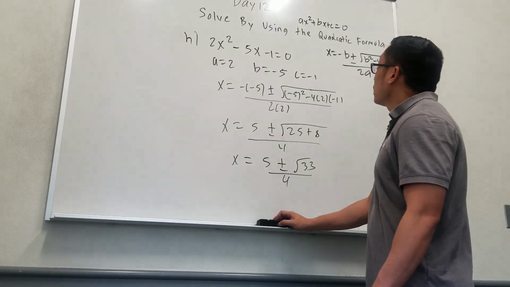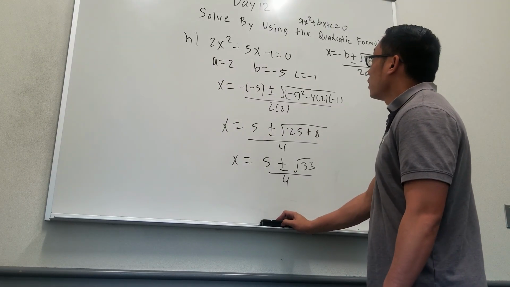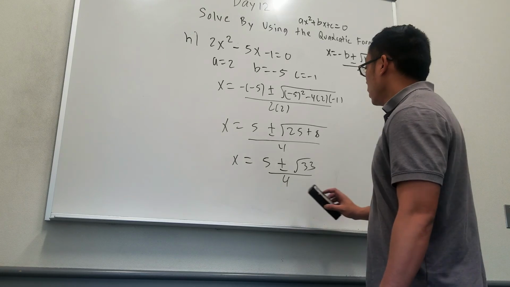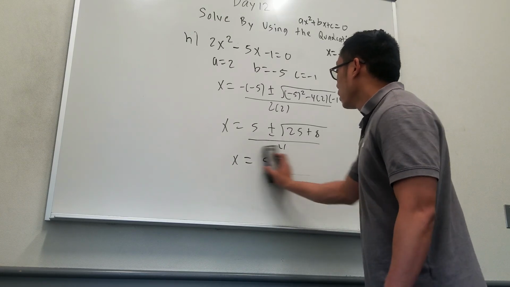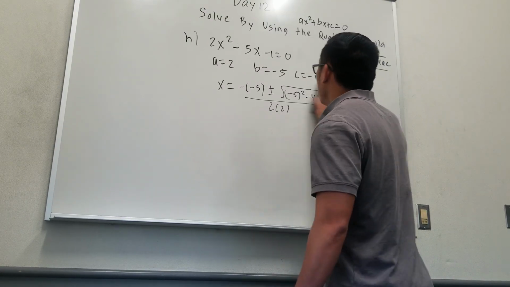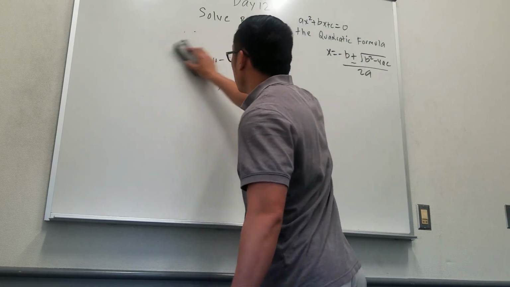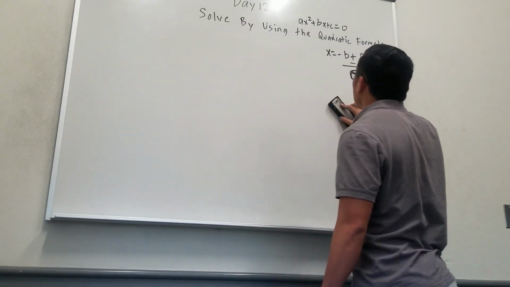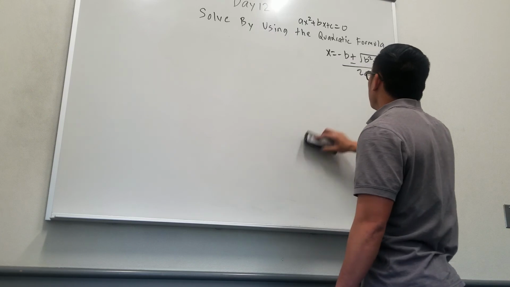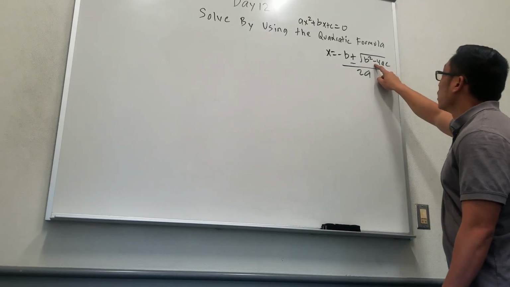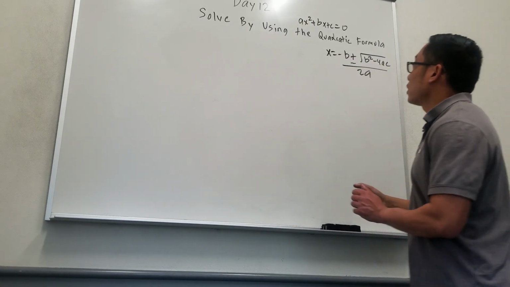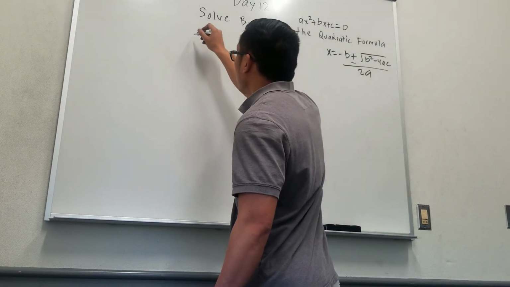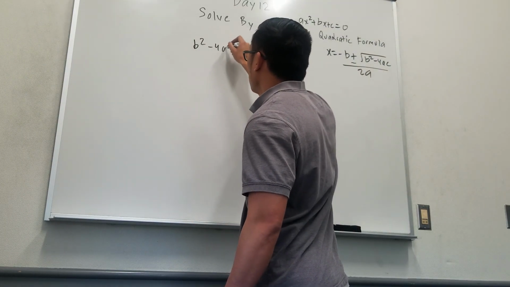Something I didn't mention to you guys, we're going to try to find the discriminant now. So we finish this. Okay, so finding the discriminant. You see here, we have this square root of b squared minus 4ac. Let me just write that: b squared minus 4ac.